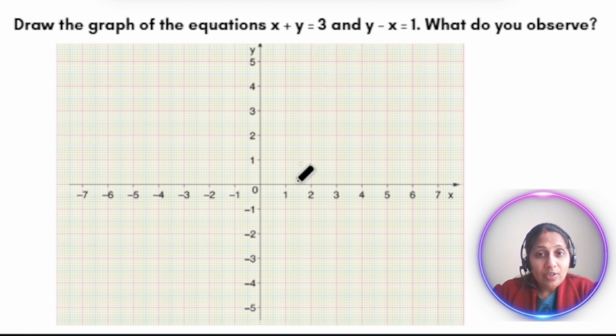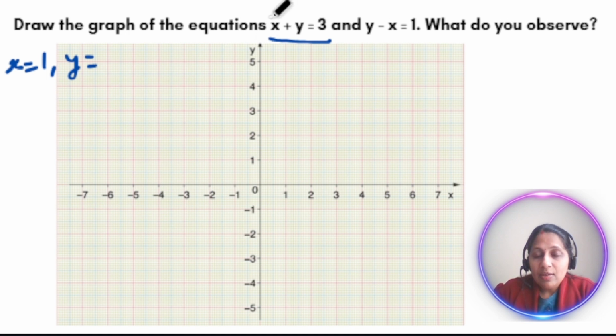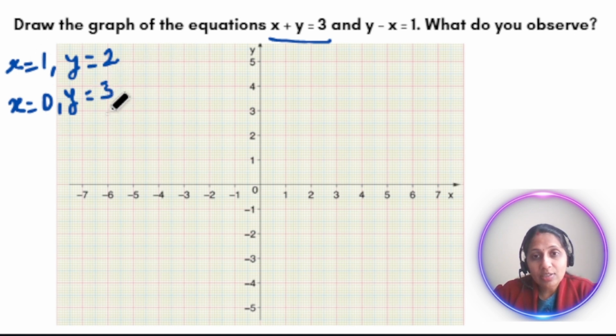So here, in order to plot the points, you need to have 2-3 values of x and y. As you all know, to draw a line, we need a minimum of 2 points. So let's find 2 points from these two equations. Let's take the first one. If x equals 1, then y will be equal to 1 goes to the other side, becomes minus 1, so y will become 2. If x equals, say for example, 0, y will become 3. So these are the points for the first equation.